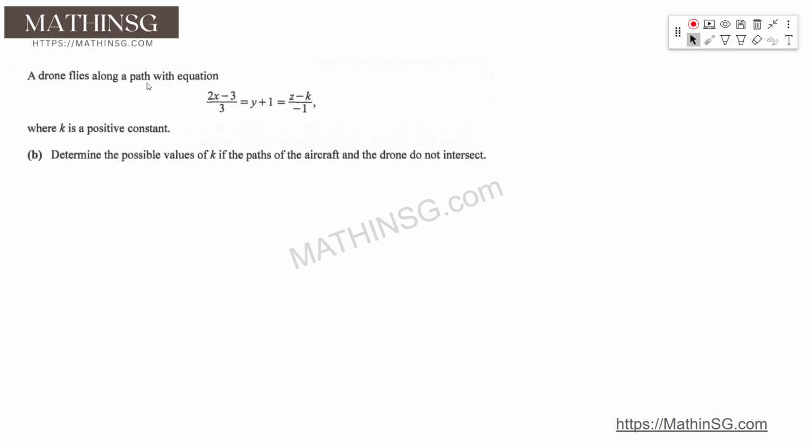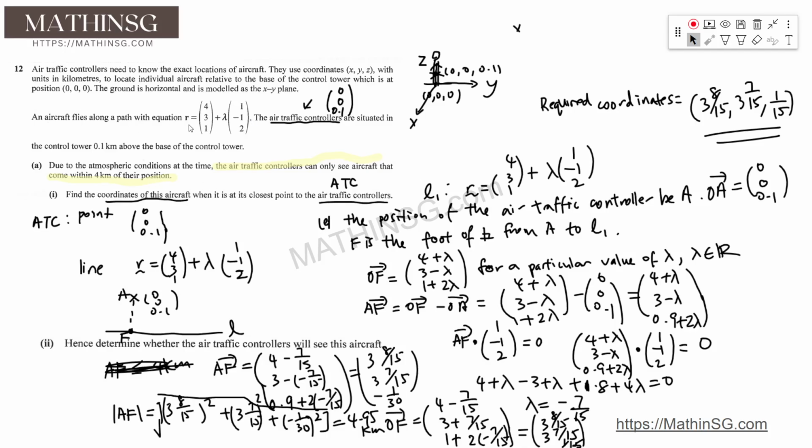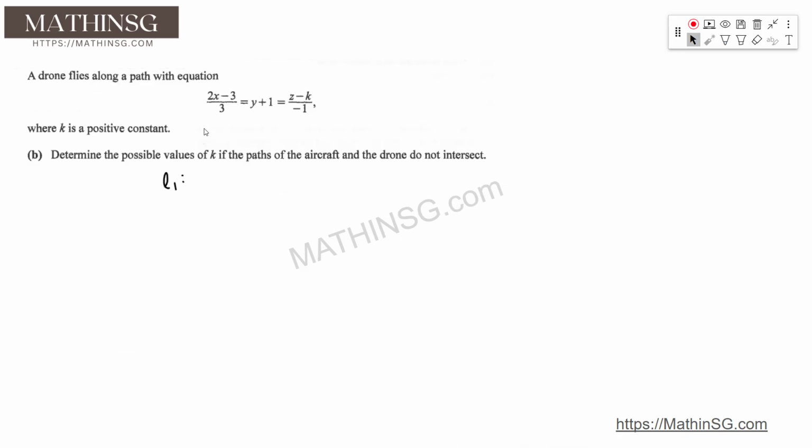Next, a drone flies along a path with this equation where k is a positive constant. Determine the possible values of k if the path of the aircraft and the drone do not intersect. So we know that L1 from the first part represents the path of the aircraft. I'm going to copy it here because we will need it. So this one is the aircraft's path. Let me just write it here.